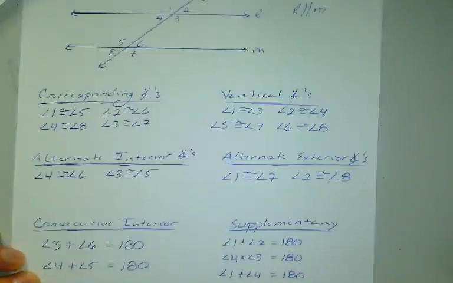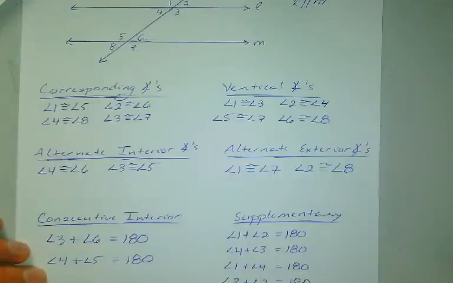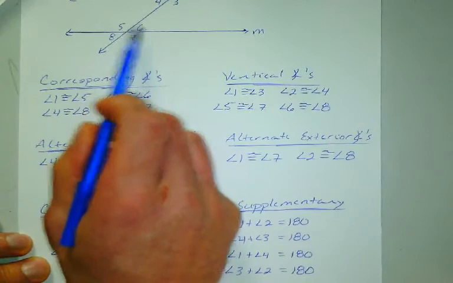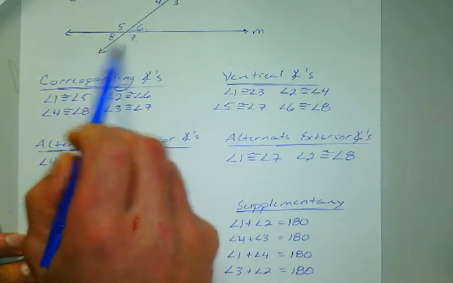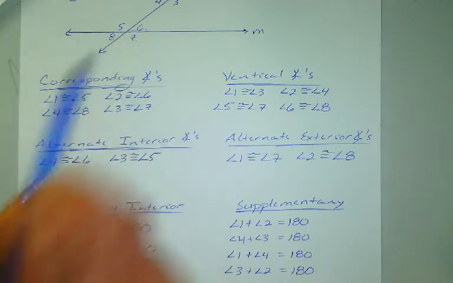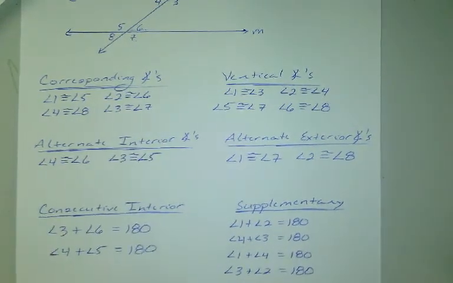Now there's 4 other pairs of supplementary angles that I didn't list here. All right, that has to do with down here. All right, 5 and 6 are supplements. 8 and 7 are supplements. 5 and 8 are supplements. 6 and 7 are supplements. I'm not going to write them down. You guys don't need me to do that.